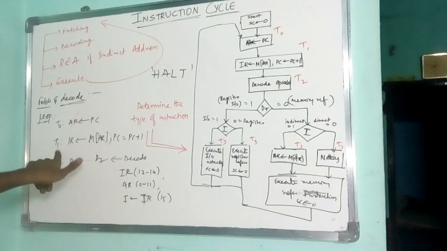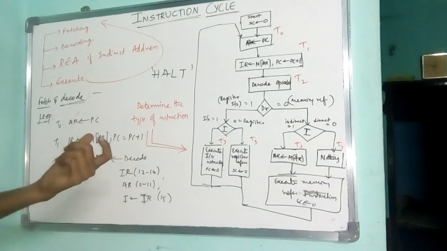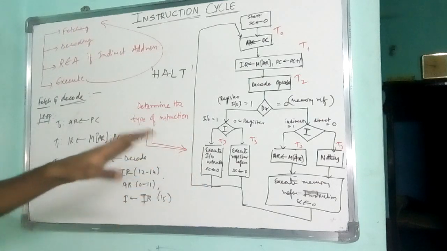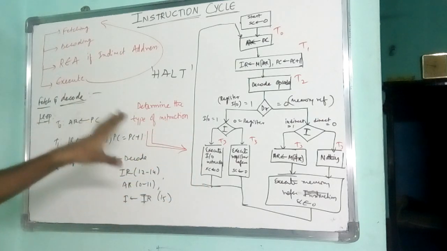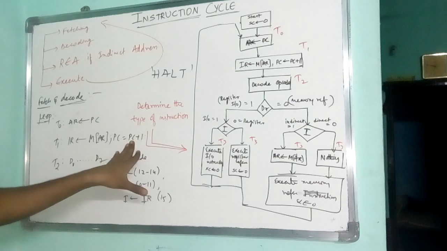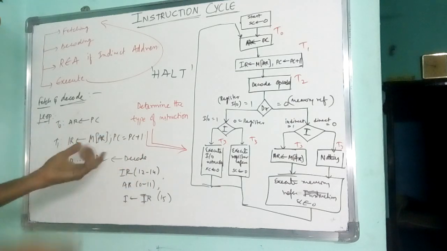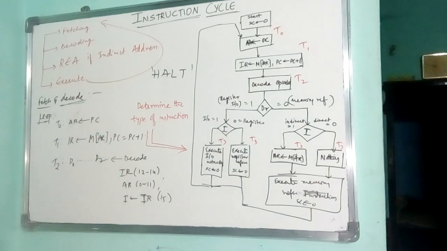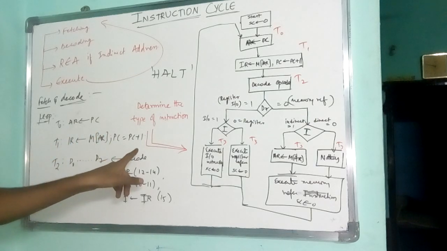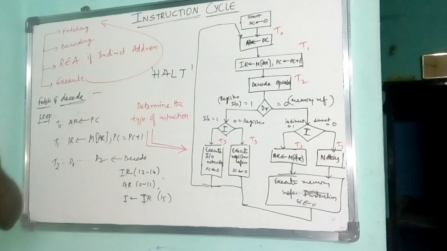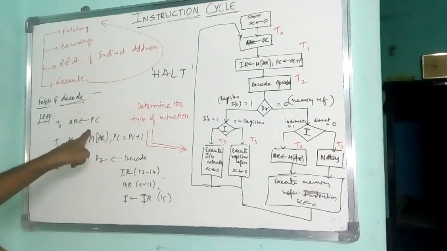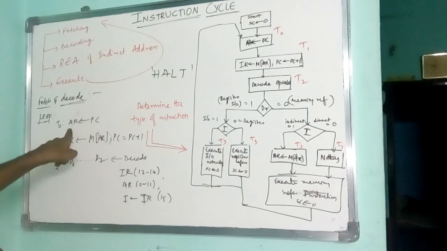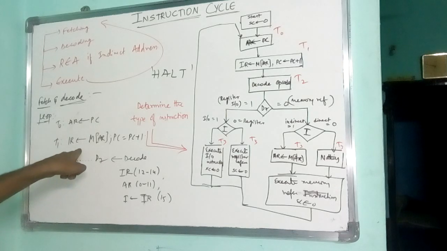Then at the T1 time period, I transfer the memory content at that address location to the instruction register, and I also increment my program counter. So the instruction is fetched into the instruction register, which means that the fetch is completed. I increment my program counter so that whatever the next instruction is, that address is again given to the address register, and again it comes to the instruction register.